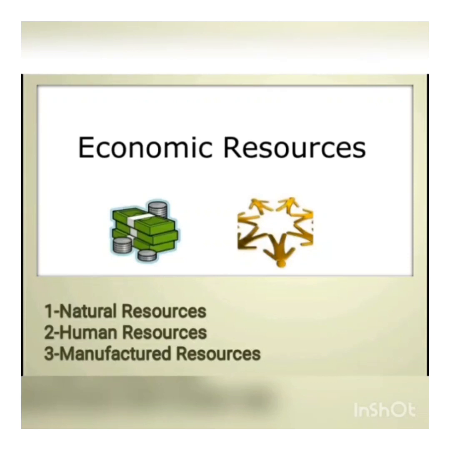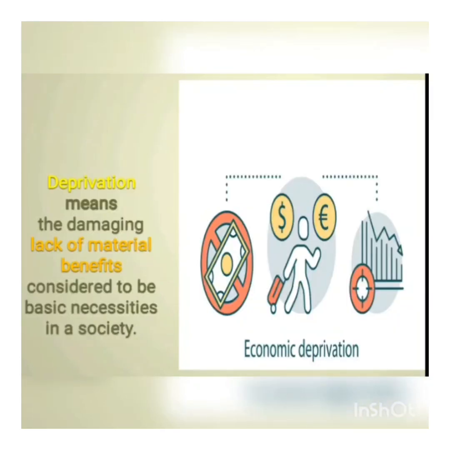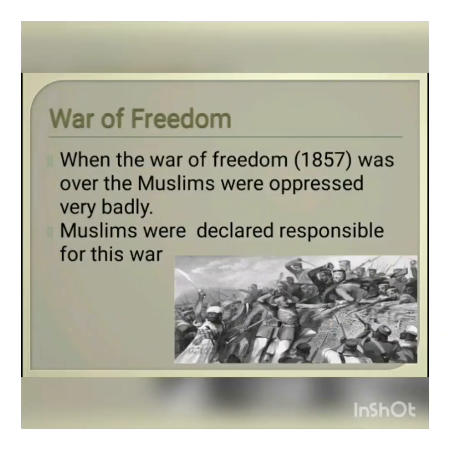The main economic resources are natural resources, that is the agricultural sector, human resources, that means the labor workforce of a country, then the manufactured resources, the goods and products that we manufacture in factories and industries. The question that arises is, what does deprivation mean? Deprivation means the damaging lack of material benefits considered to be the basic necessities in a society. So we are going to see what are the causes of the economic deprivation of Muslims.